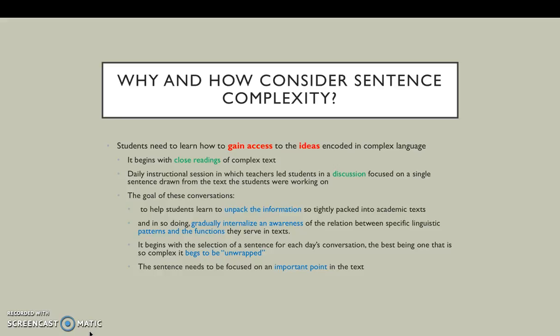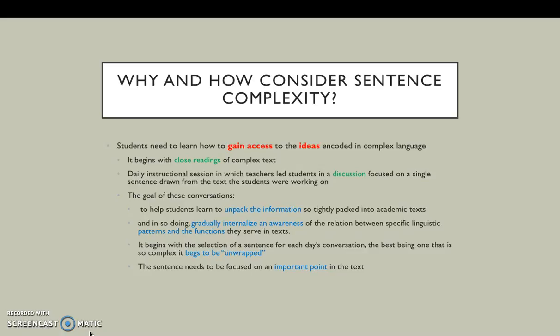The biggest reason is that students need to learn how to gain access to ideas that are coded in complex text and language. It begins with close reading of complex text. Further discussing how we consider sentence complexity, Fillmore and Fillmore suggest using a daily instructional session where teachers lead students in a discussion that's focused on just one sentence drawn from the text the students are working on. In these conversations, the goal is to help students unpack the information that's in the sentence.